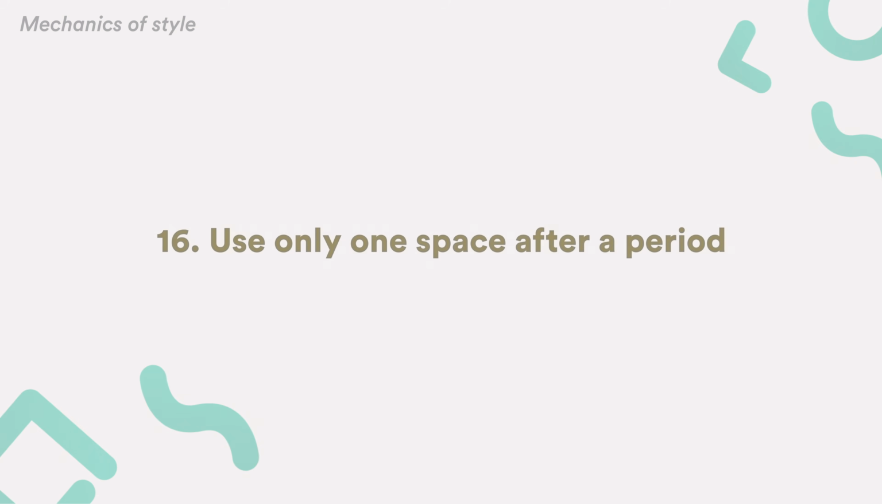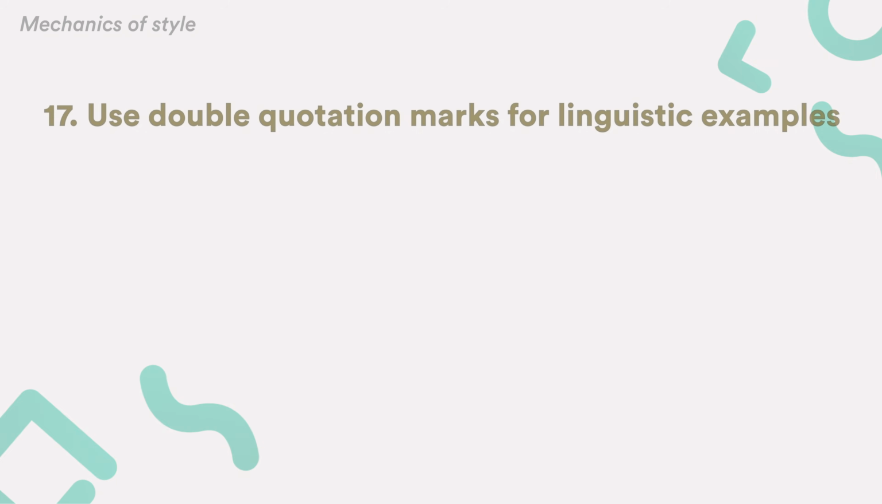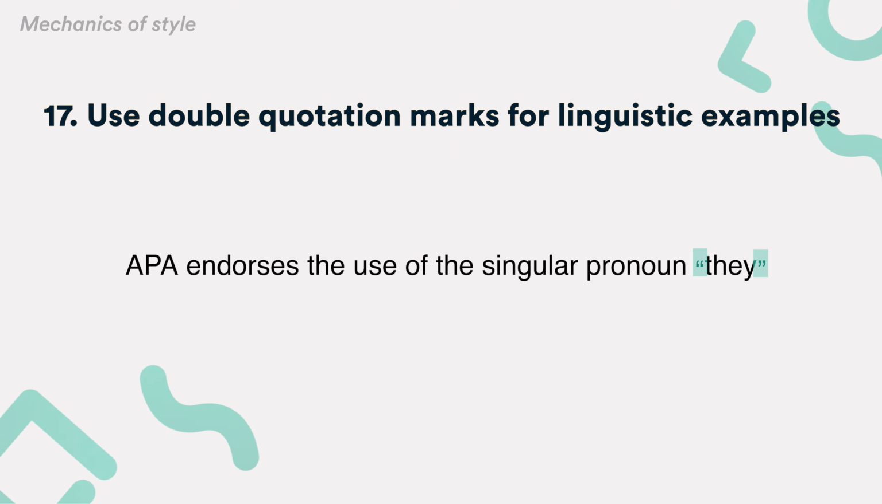In terms of style, not much has changed, but there are 2 changes you should know about. Number 16. Use only one space after a period at the end of the sentence. Number 17. Use double quotation marks to refer to linguistics examples instead of italics.